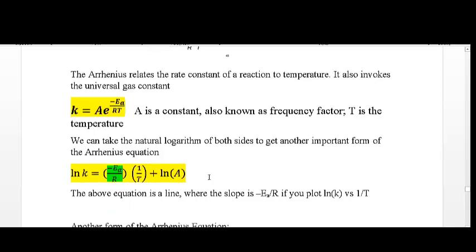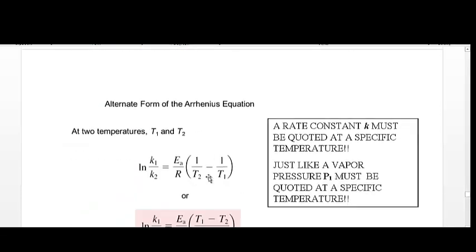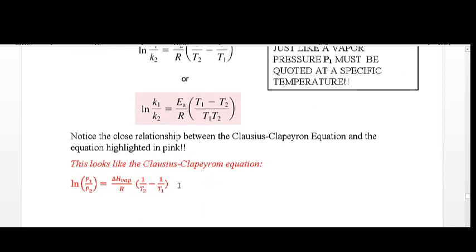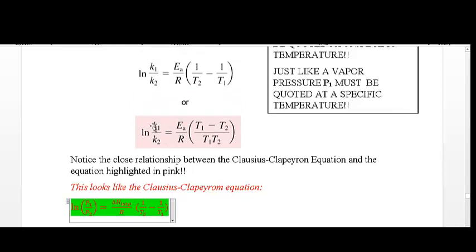But you may be more familiar with this form of the Arrhenius equation, whereby you're given two rate constants and you're asked to find the rate constant at one temperature versus another. Here's the Clausius-Clapeyron equation, just for comparison. Here's vapor pressure at T1 versus vapor pressure at T2. Here we have rate constant K1 at temperature T1 and rate constant K2 at temperature T2.